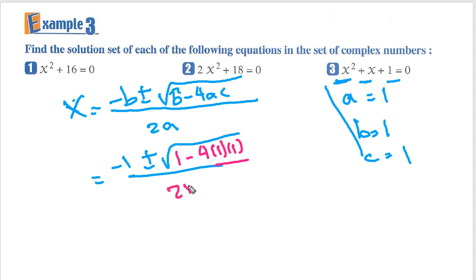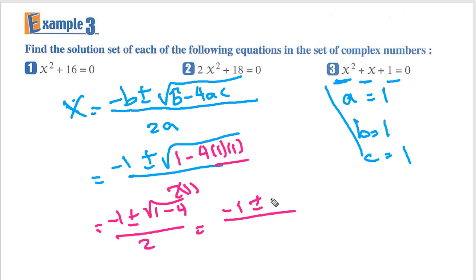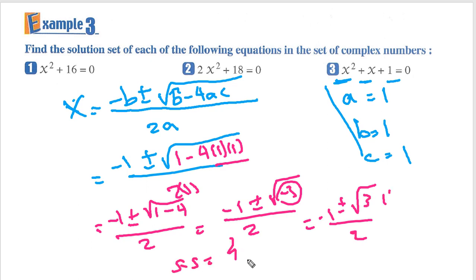Divided by 2 times 1. Then it will be negative 1 plus or minus the square root of 1 minus 4 times 1 times 1, which is 4, divided by 2. It will be negative 1 plus or minus the square root of negative 3. We have negative 3 under the square root, so it will be negative 1 plus or minus root 3i, over 2. Then the solution set is negative 1 plus or minus root 3i divided by 2. Okay, is it clear?